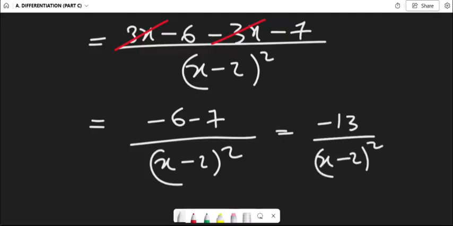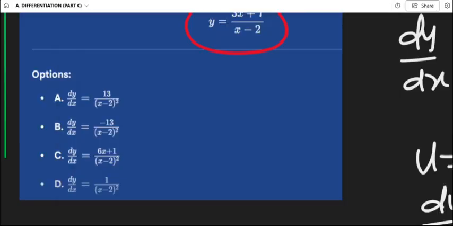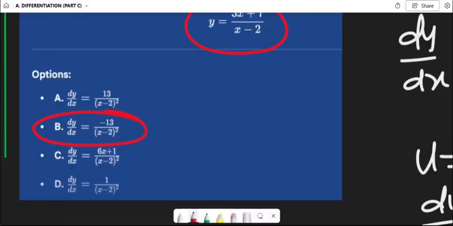Considering the options, let's see what we have. Okay, coming to the options, the right answer is option B, which is minus 13 all over x minus 2 all squared.